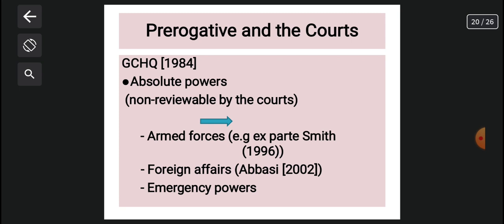GCHQ 1984: absolute powers are non-reviewable by the courts. So absolute powers cannot be reviewed by the courts, like armed forces, foreign affairs, and emergency powers. These are the non-reviewable prerogative powers. These cannot be reviewed.